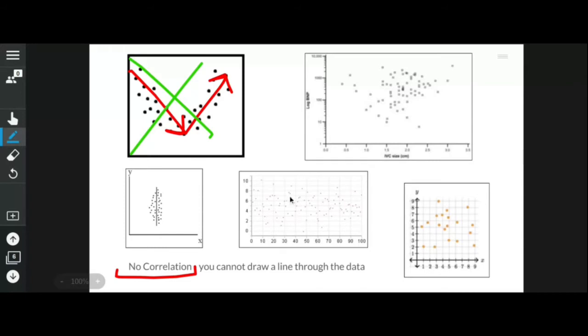This guy, I don't know where I'd even put a line through it. I can't put a line through it. This guy, I can't. The dots are literally everywhere. I can't put a line through that either. And this guy, the dots are definitely everywhere, so I can't put a line. So if you can't put a line that definitely has a positive or a negative slope on it, it's a no correlation. And more often than not, no correlations are just dots everywhere. But sometimes they will be straight up and down. Sometimes they will be straight left and right. And sometimes they will be both, but you can't have both.